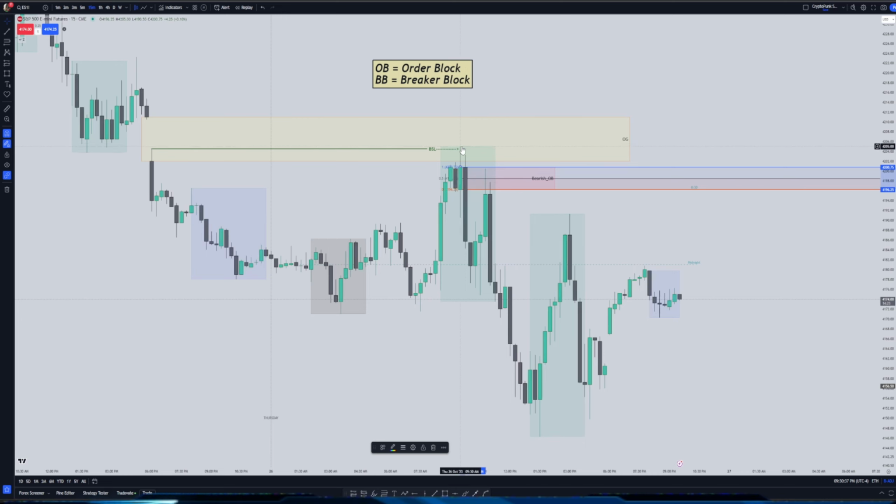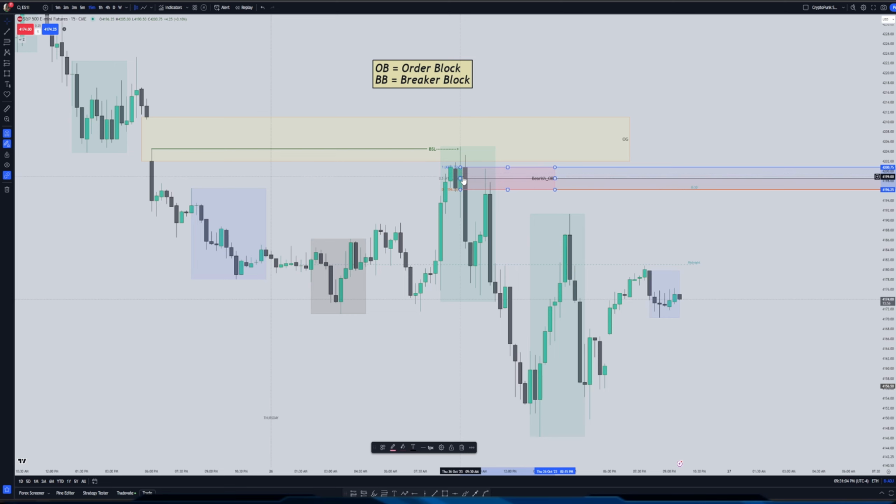What I'm saying is, this wick should not go above that highest point. Although the mean threshold, we are talking about the opening and closing price of the order block and the 50% level, I don't expect, or we as traders don't expect, price to violate this for making this a valid high probability order block.